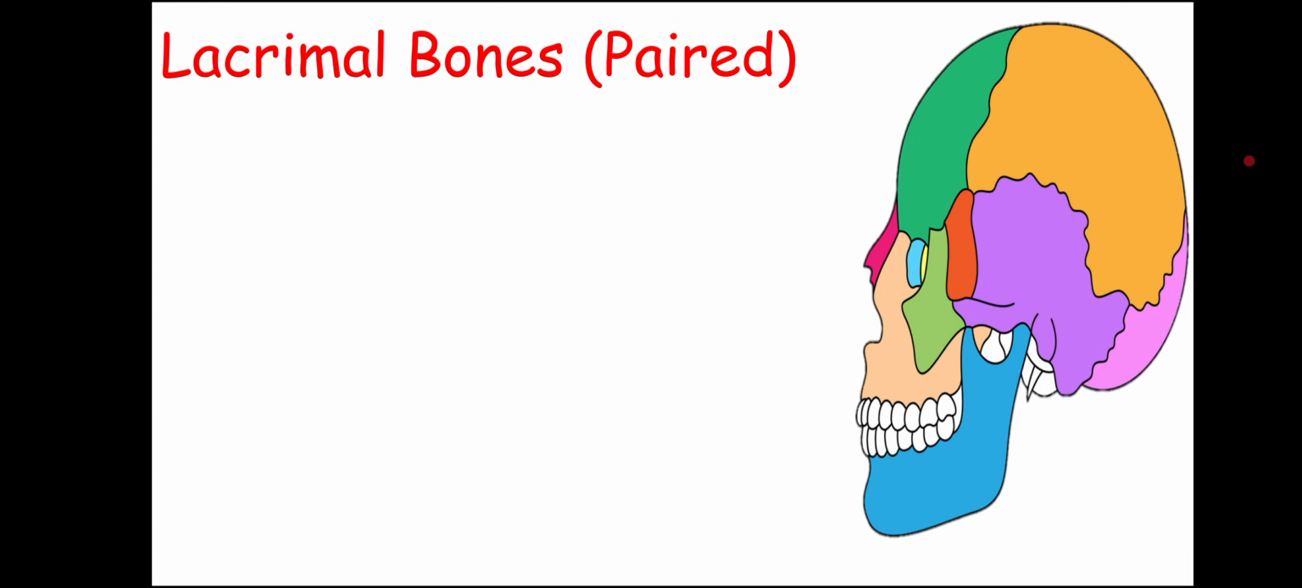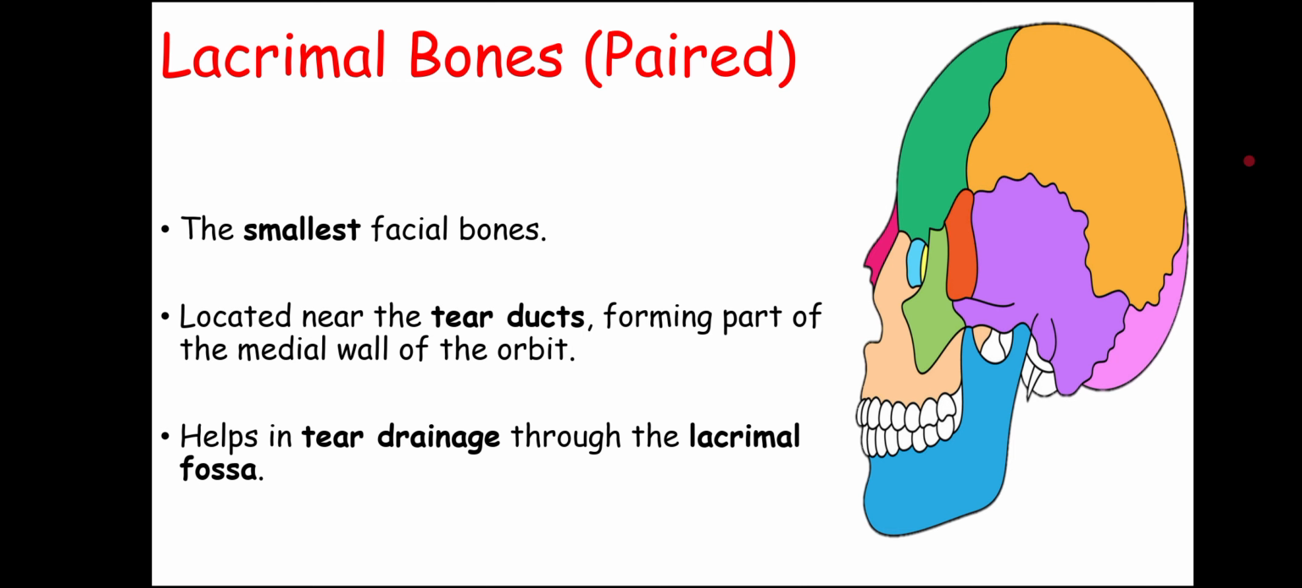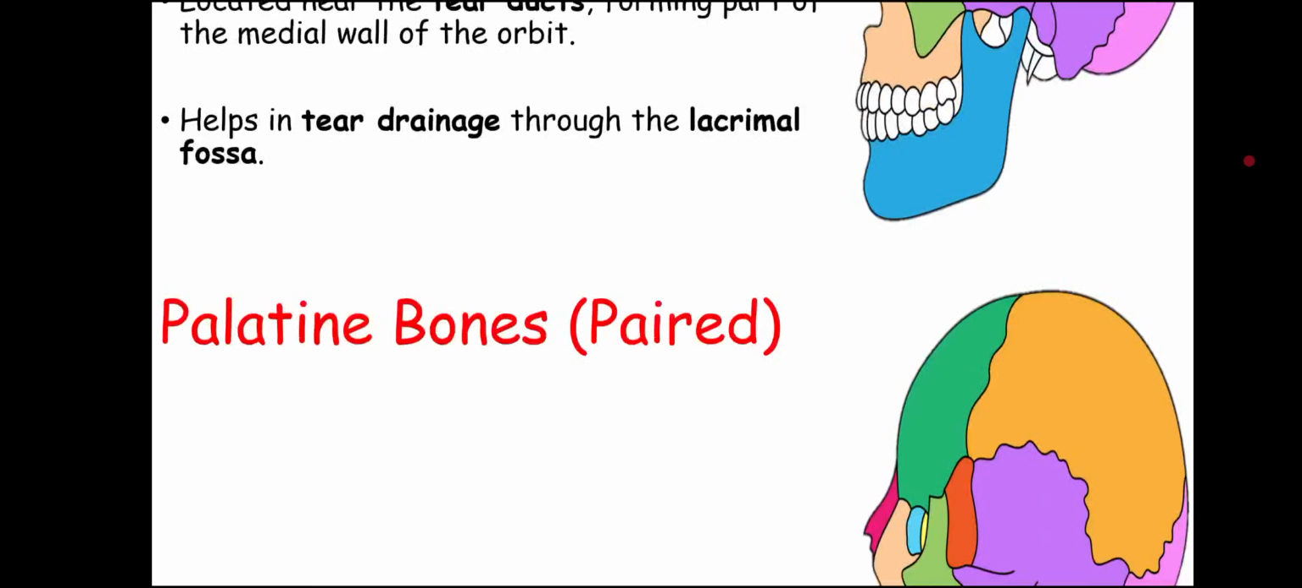Now let's talk about the next facial bone that is lacrimal bone that is also the paired bone and it is smallest facial bone. This is important point that this is smallest facial bone and it is located near the tear duct forming part of medial wall of orbit. It has interior drainage through the lacrimal fossa.